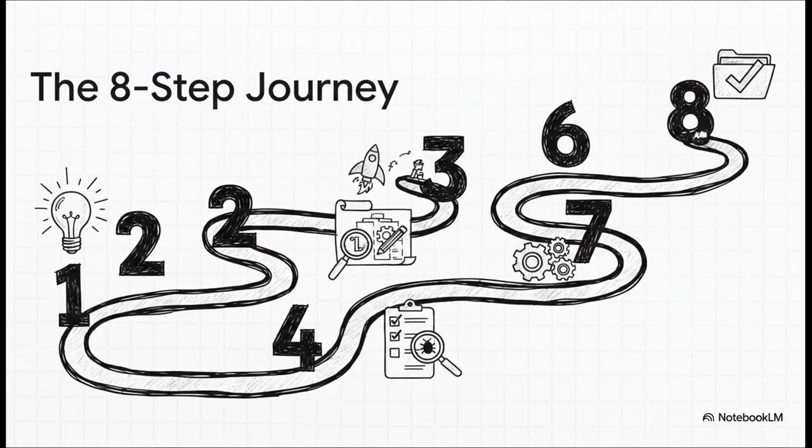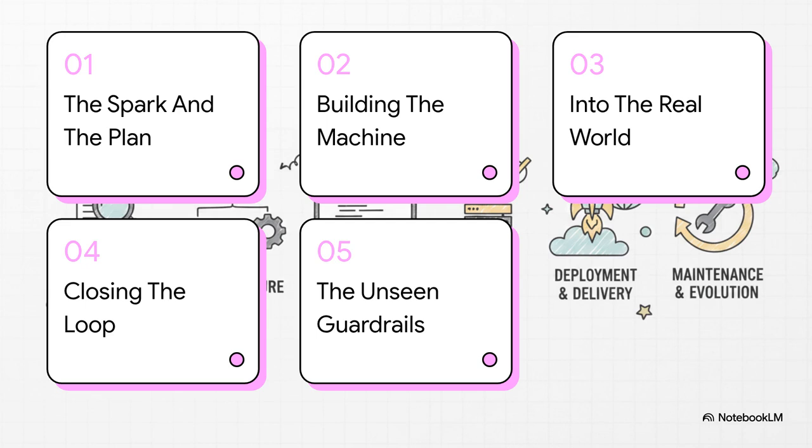So here it is. This is the big picture, the entire roadmap from start to finish. We've got 8 key steps, and this is going to be our map for today's journey. We're going to walk through each one of these phases to see exactly how a simple idea becomes a real working piece of software.